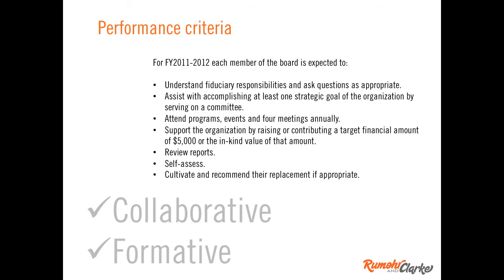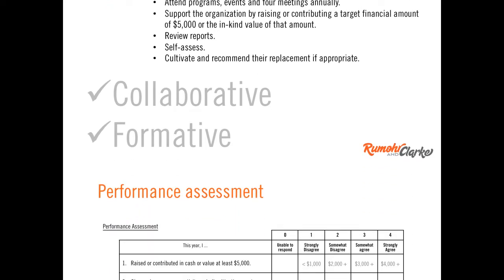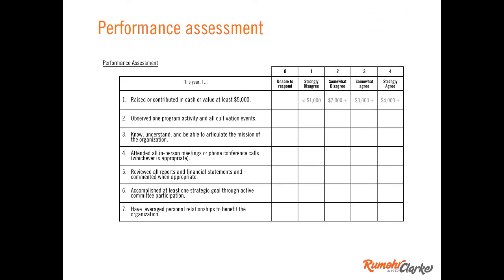Now let's take a look at how the above criteria were used to assess performance. Each board member would self-assess before they came onto the board and quarterly thereafter. The scale was from 1 to 4, 1 meaning that there was strong disagreement with the statement, and 4 meaning strong agreement with the statement. This particular board member is doing very well, though her response to criterion number 3 about the mission would be a good cue for the executive director to have a side conversation about the mission.